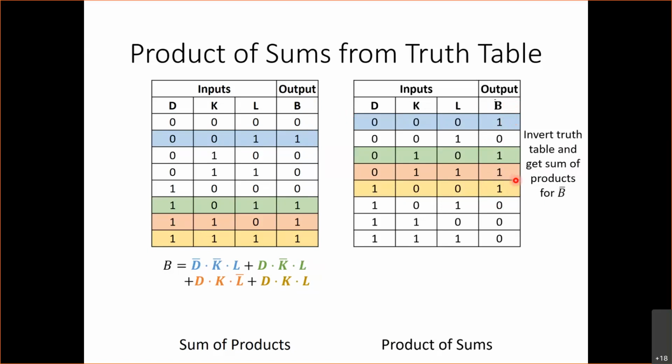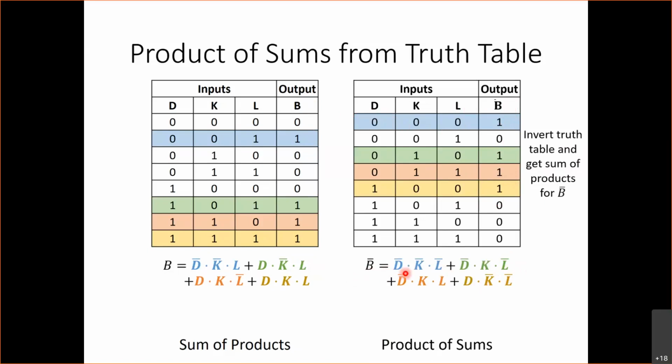And now what we can do is use the same approach to extract a sum of products for not B. So here not B is going to be equal to, well, we have a 1 in this row, so we're going to have D, K, and L all zeros.